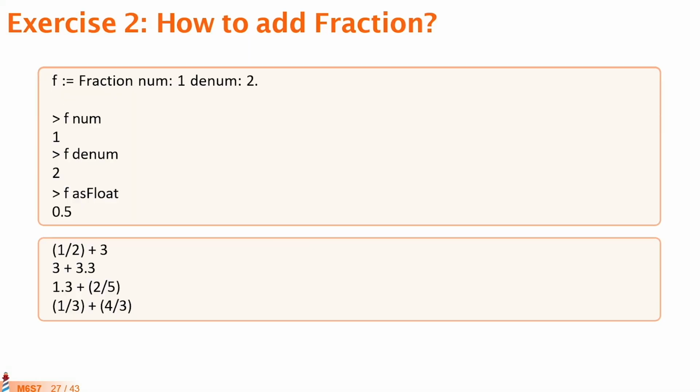So now, let's say that we want to add fractions. A fraction is an object with a numerator and denominator, like in maths, nothing special. We know how to compute it as a float, getting the denominator and getting the numerator. And now we want to support adding a fraction plus an integer, a float with a fraction, or fractions together. How do we do that?